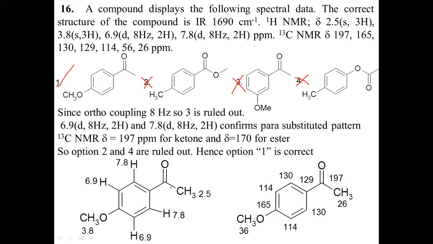Here is a methyl group at 2.5 because it is attached to an electron withdrawing group. You have 2 sets of aromatic protons here, 7.8, and this one at 6.9, which is attached to the methoxy group. These are the proton NMR values. For C13 NMR values, it is 26 where it is attached to an electronegative element, so it is 36, and you have all the rest. Fine.